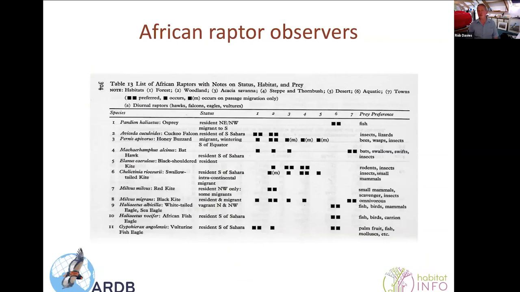So there have been lots of others involved. Another great inspiration was Leslie Brown. And Leslie Brown, from his book on African raptors in the 50s, I think, that's when he started his work. Amazing, really, that he was looking at these raptors and trying to place them in their different habitat types, as you see from this table.